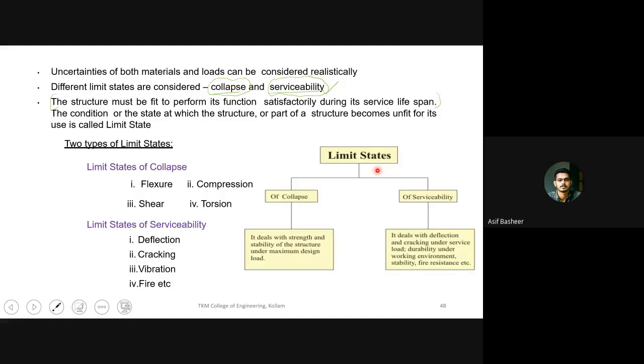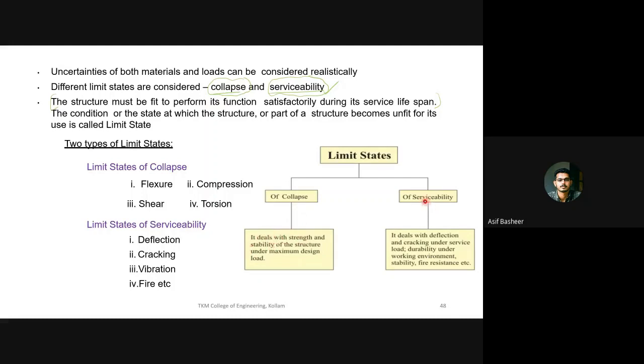That is the limit state. There are two types of limit state: limit state of collapse and limit state of serviceability. If the structure reaches the limit state of collapse, further use of the structure is not possible. It deals with the strength and stability of the structure under maximum design load. If you reach the limit state of collapse, the strength and stability of the structure is lost and it cannot be used further.